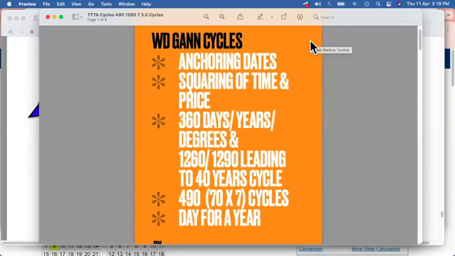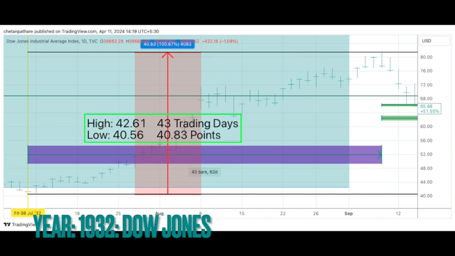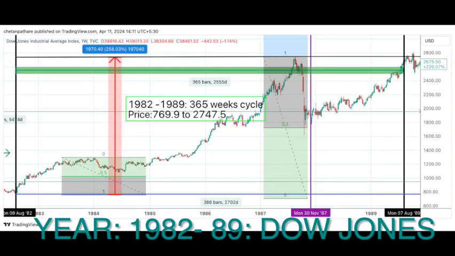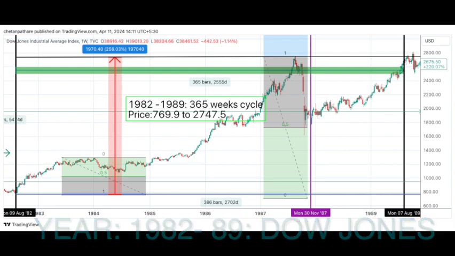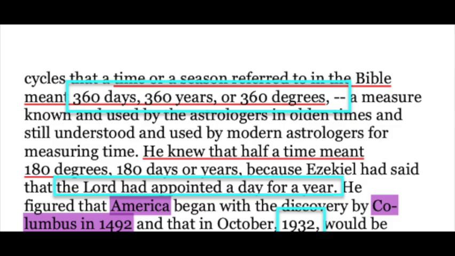Hello friends, today we are going to discuss anchoring dates. On the basis of these anchoring dates, how we should go about squaring of time and price. We'll be looking for some of the cycles over here. Then we'll be looking for 360 days, 360 years, 360 degrees. Why? Because this has been mentioned in Tunnel Through the Air.